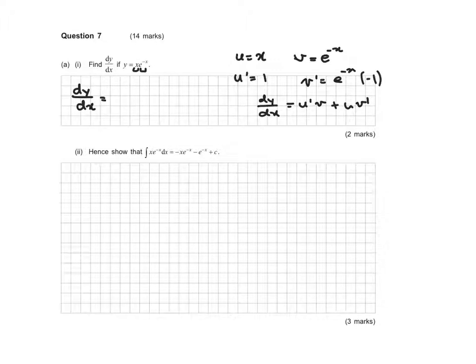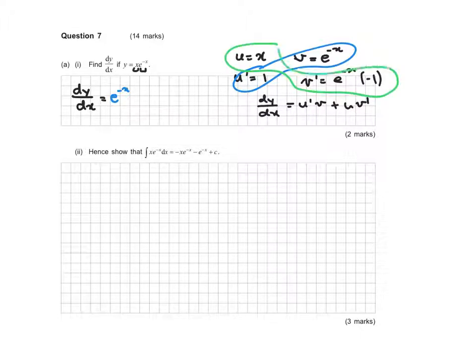So let's substitute. We're going to go with this first. So 1 times e to the power of negative x is e to the power of negative x. And then we have this bit here. So that's going to be plus x times e to the power of negative x, and then times negative 1. So this can be simplified. So e to the power of negative x, and this bit here, plus and minus is going to give us minus. So it's minus x e to the power of negative x. So that one is done. Let's have a look at the next part.